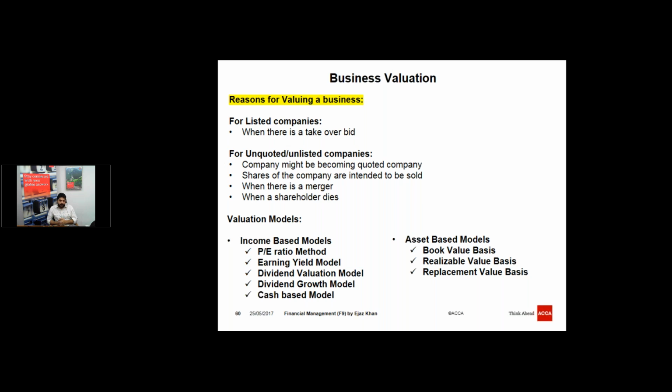But for an unquoted company, an unlisted company, which is not in the market, whose shares are not being traded in the market, there is all the reason in the world to calculate the value, because you won't be having any value since the shares are not being traded in the market.